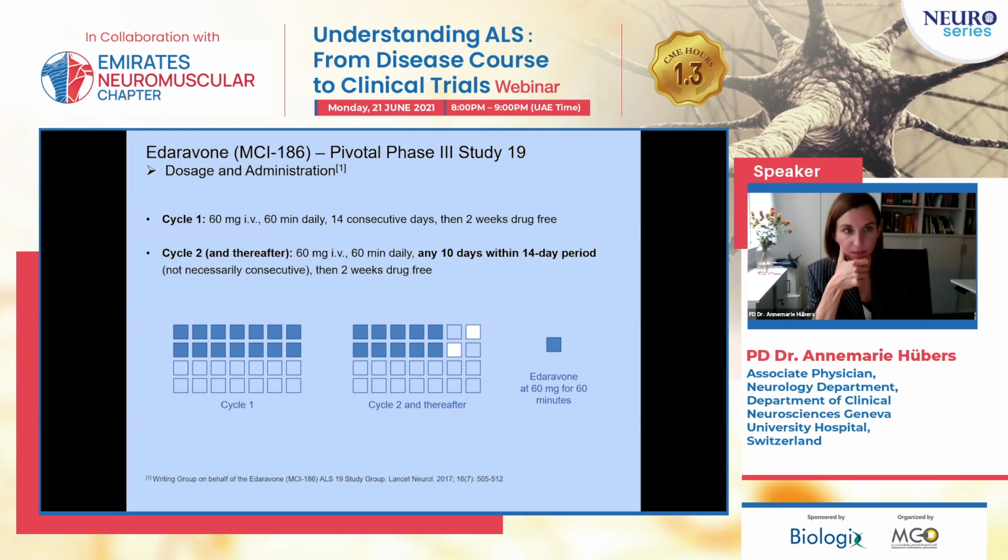Here's the dosage and administration scheme. It's a little bit complicated. So as I said, it's IV. Patients receive 60 milligrams IV daily over 14 consecutive days in the first cycle, and in the second cycle over 2 times 5 days. So for example, Monday to Friday, and this also every 4 weeks. So this is a month with a 2 weeks drug-free period in between.